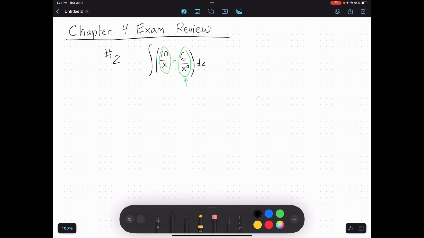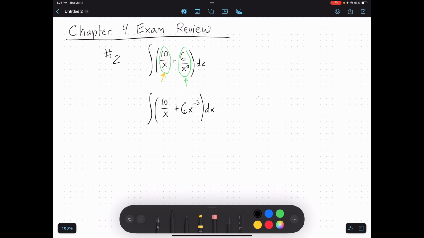Well, for this one, rewrite it. Rewrite that using a negative exponent. Okay, that's going to help me out here. But why didn't I say that about the first term? I could rewrite the first term. That would become 10x to the negative 1. But hopefully we recognize what my antiderivative is if we have it in this form.